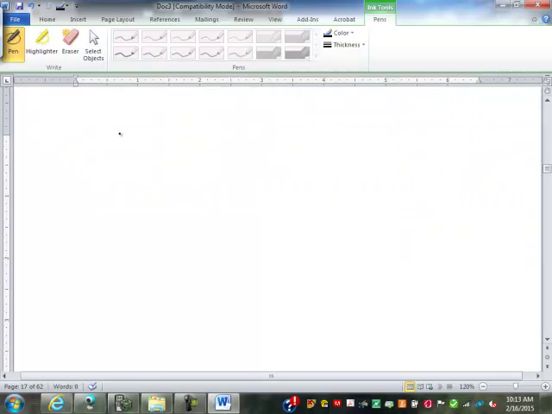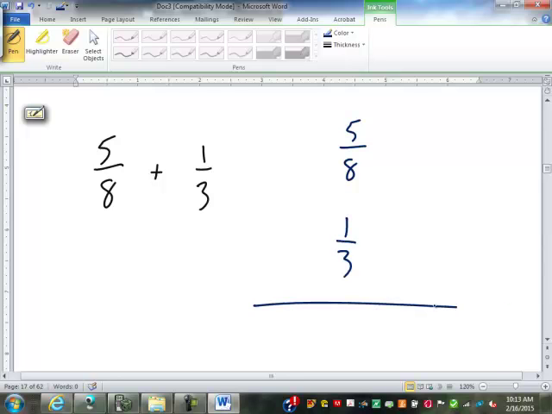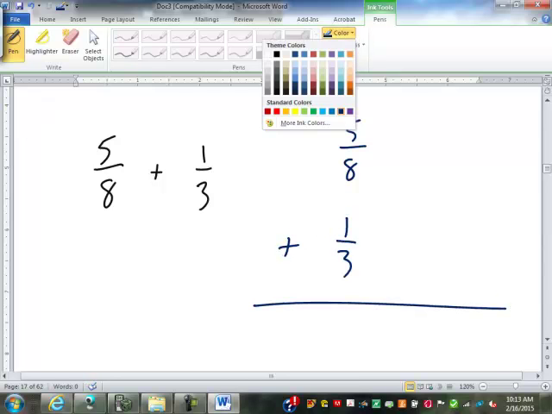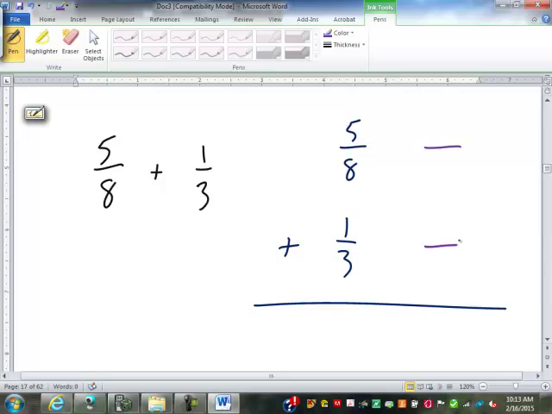Let's say we have 5/8 plus 1/3. First thing we have to do is find a common denominator. Is that the part you're struggling with, is finding the common denominator? All of it? Okay. Well, let's keep working with them. So we've got the 8 and the 3. Our common denominator is going to be 24.